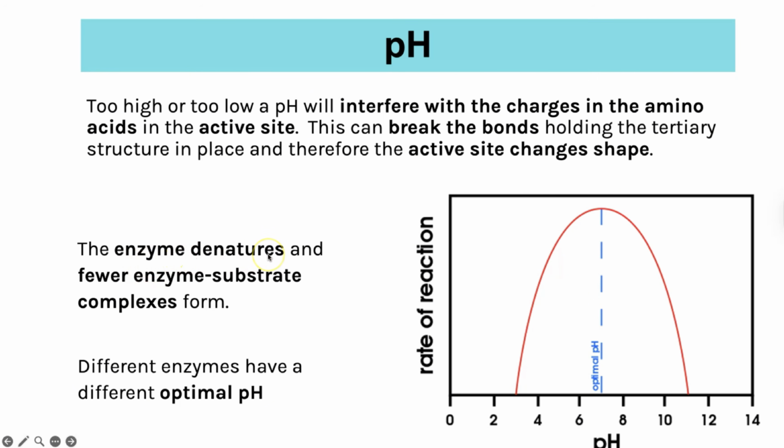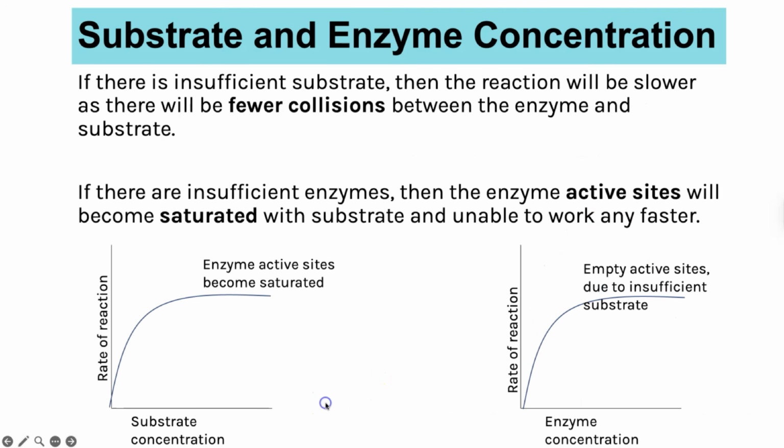We describe that as the enzyme denatured, fewer enzyme substrate complexes form, and that's why the rate of reaction decreases either side of the optimum pH. Optimum pH meaning the pH at which the rate of reaction is fastest. And the optimum pH is different for different enzymes because some enzymes are going to be working in locations that are very acidic. So for example, the stomach has stomach acid, which is very acidic. So enzymes that work there, such as proteases, are going to have an optimum closer to 1 or 2. But the enzyme amylase has an optimum closer to 8 because the pH of the small intestine is slightly alkaline.